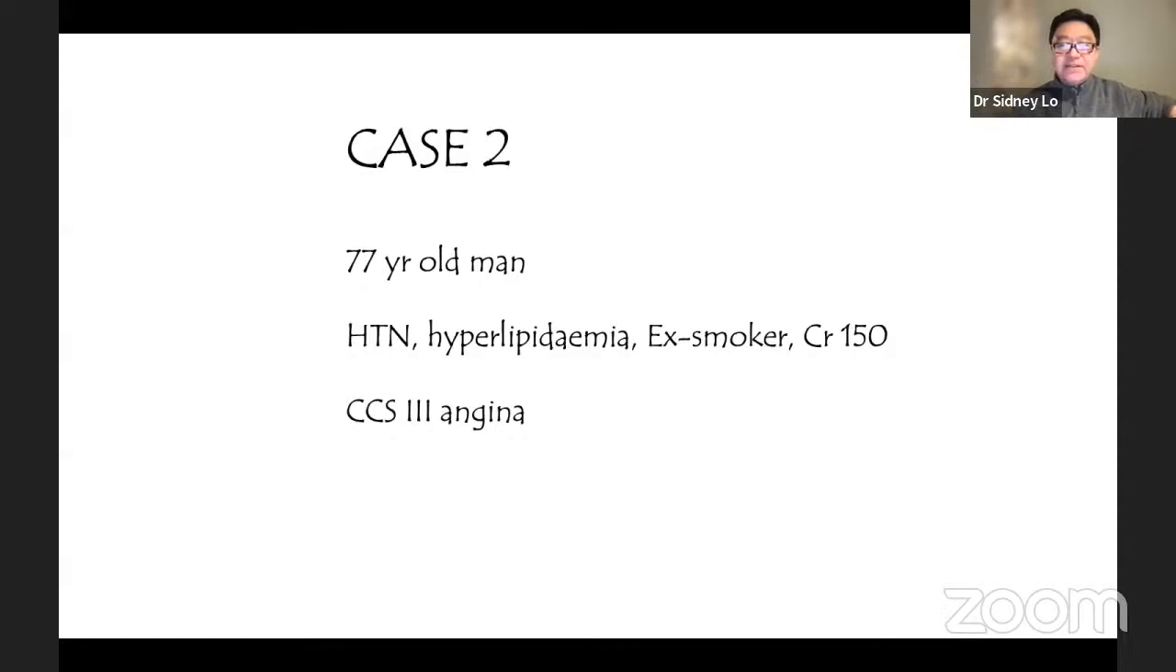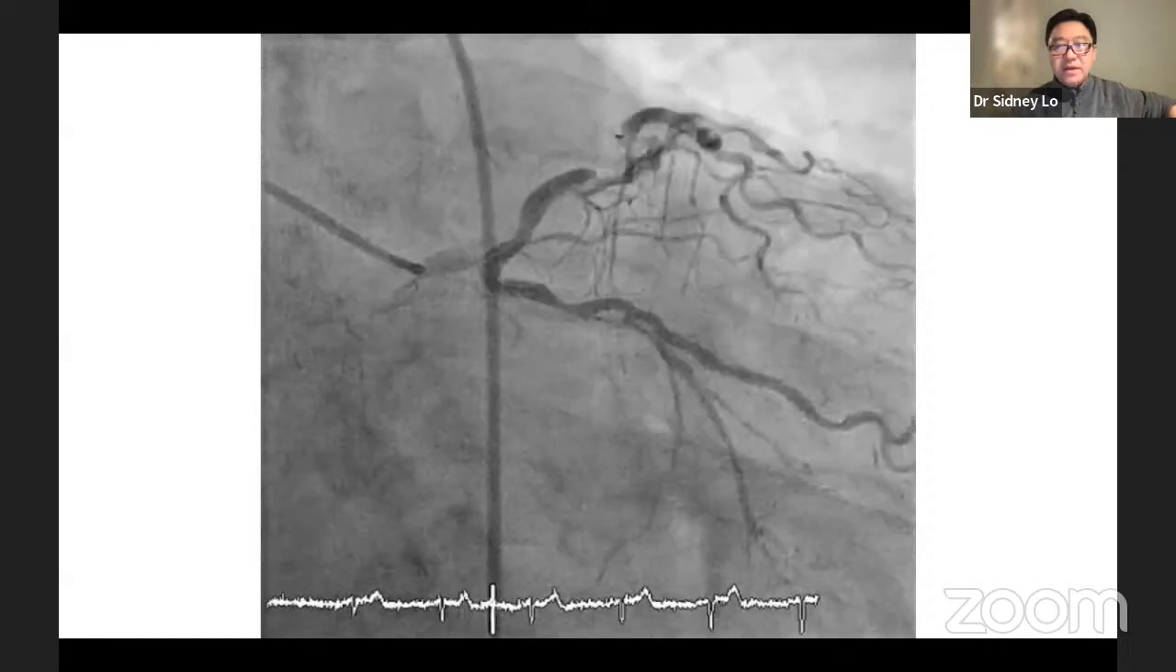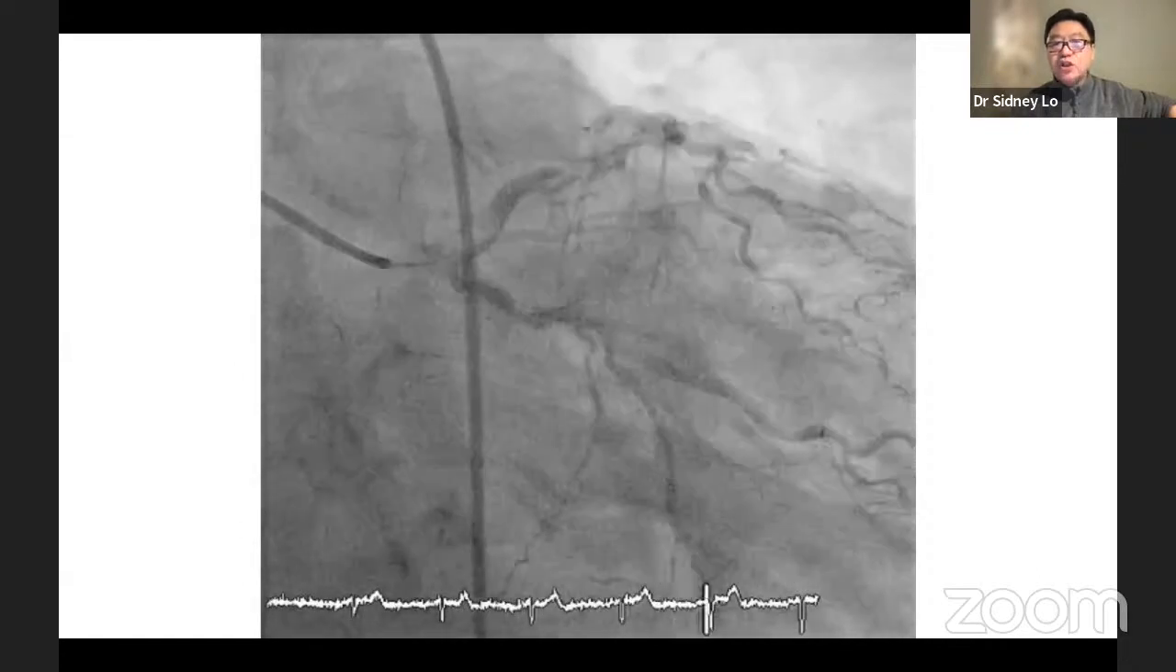A second case, a 77-year-old man, a little bit of renal dysfunction, bad angina. This is his anatomy. Distal left main, circumflex, tortuous LAD.